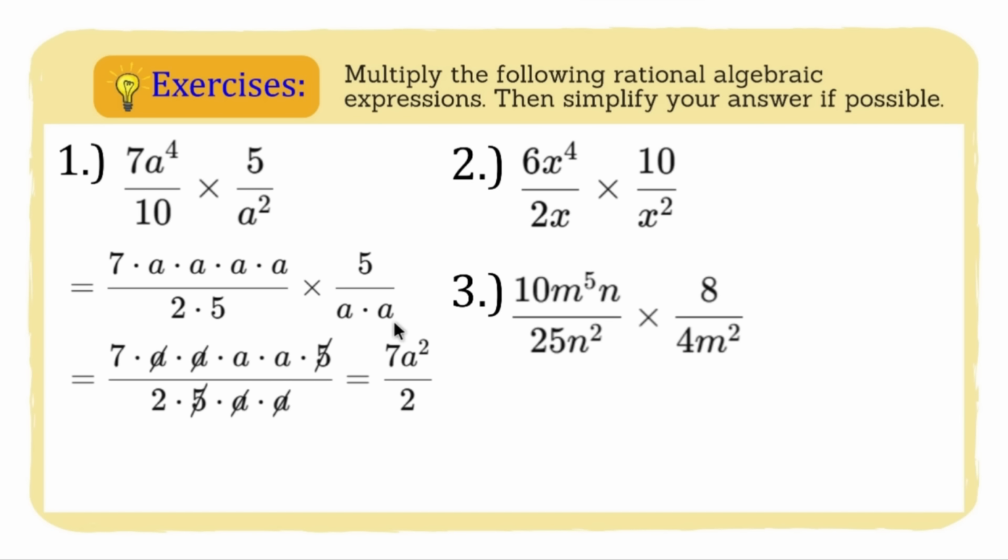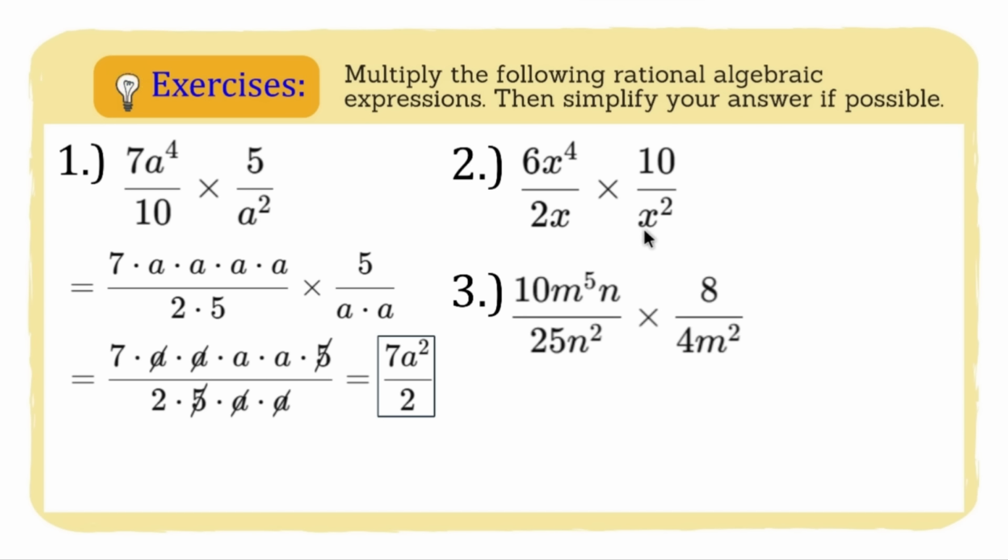If we're going to cancel out yung mga common, we can cancel out yung dalawang a, tapos yung 5. Therefore, ang maiwan dito sa taas is 7a squared, and then dito sa baba is 2. Our final answer is 7a squared over 2.